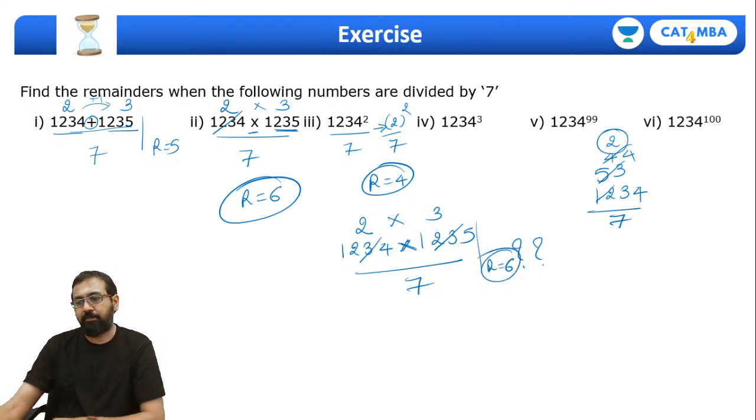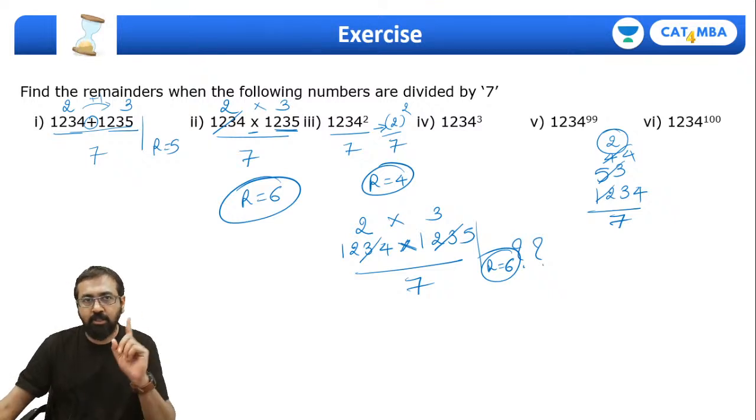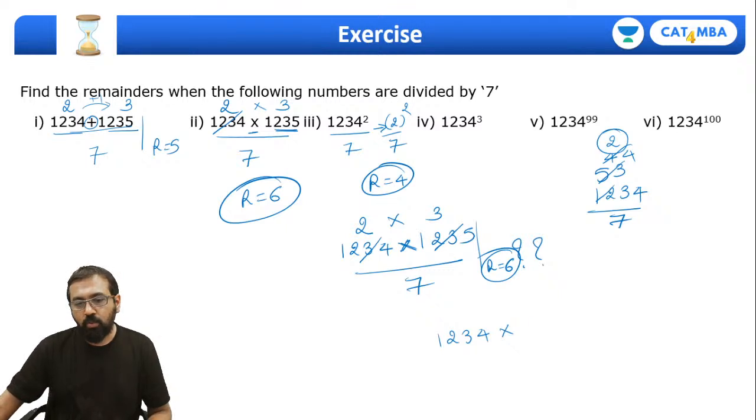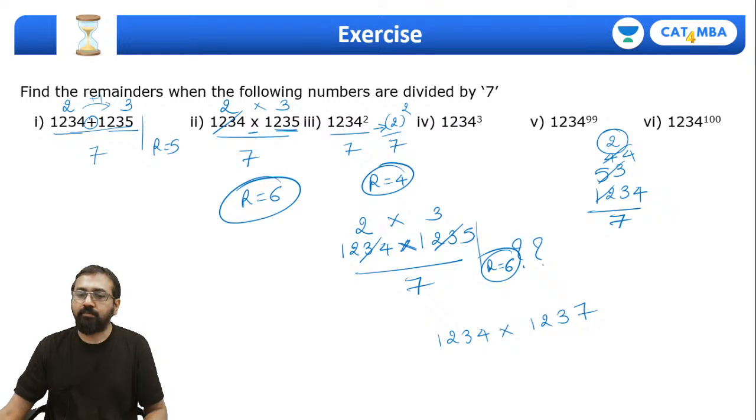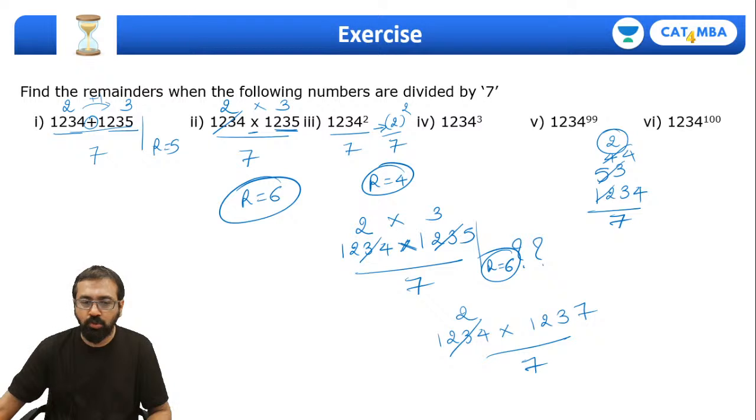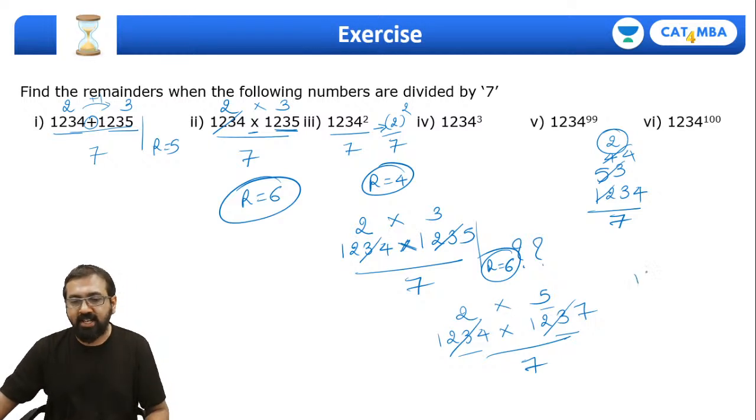So that's your remainder. Let me take one more example over here. 1234 into 1237, divided by 7, what is the remainder? Of course 1234 divided by 7, remainder is 2. 1237, of course the remainder should be 3 more than this one, so it will be 5, because this number is 3 more than this one, so the remainder has to be 3 more. So multiply 2 into 5. What is that? 10. 10 is more than 7, so divide it once again. Your final remainder would be 3 in that case.